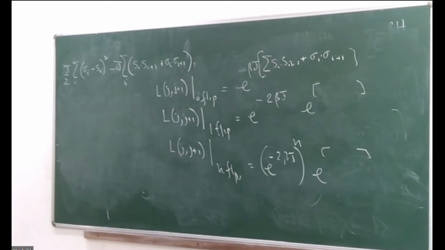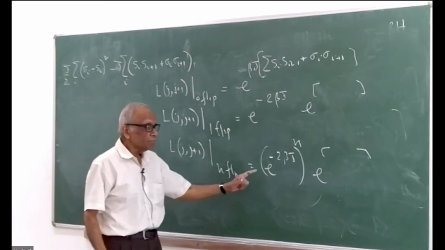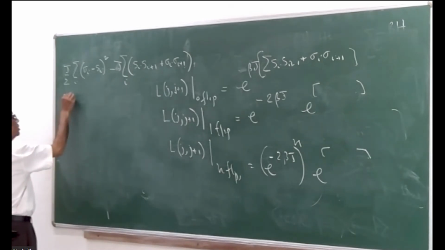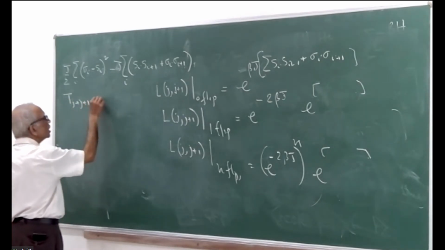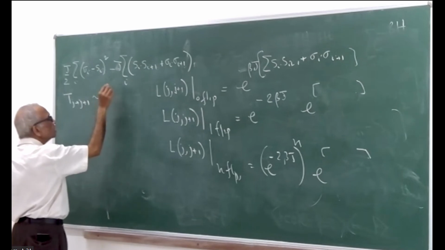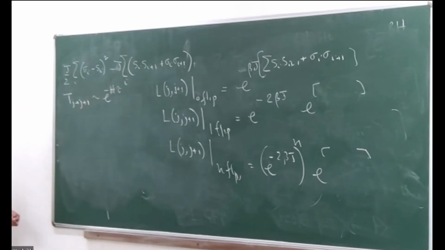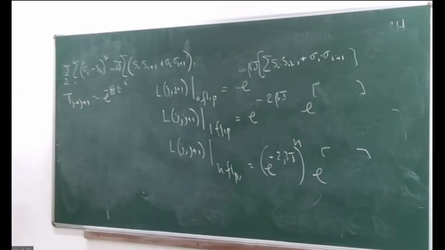Now, to take the next step, one has to understand that my desire is to write this as the transfer matrix from Tj to j plus 1. I want to write it as some e to the power minus h tau. That is the goal: the Hamiltonian that would actually give you this.